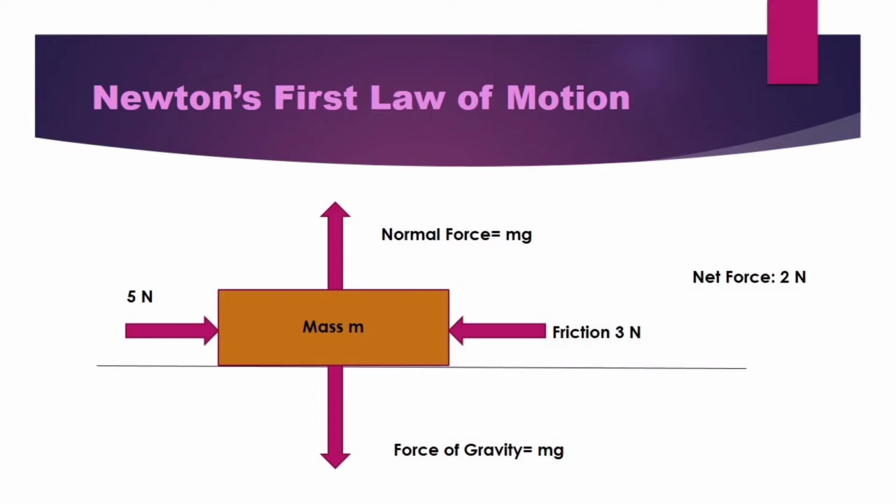Let us understand the net force. Here, if the applied force is 5 Newton and the force of friction is 3 Newton, then the net force shall be 5 minus 3, that is, 2 Newton. An initially moving body comes to rest because it is being acted upon by an unbalanced force. Here in this case, the force of friction is the unbalanced force.